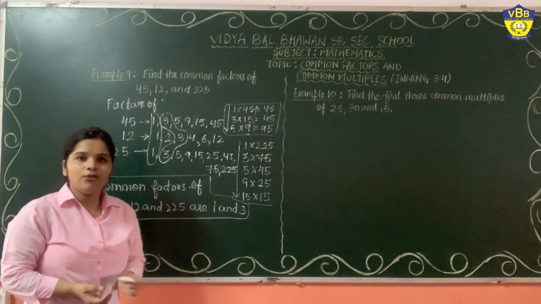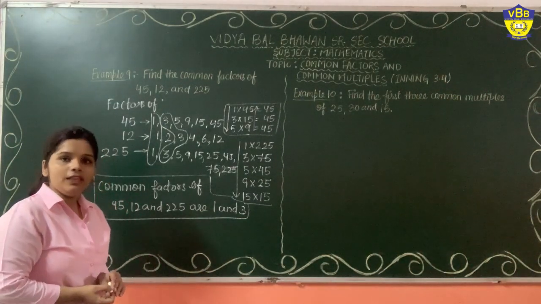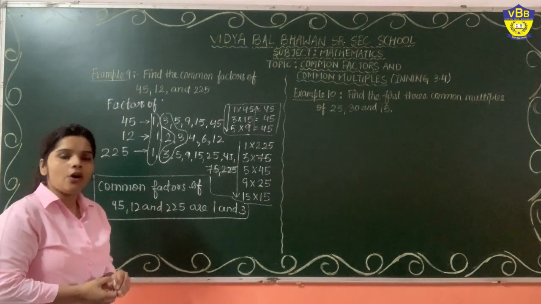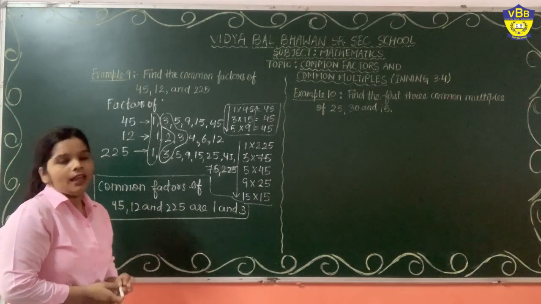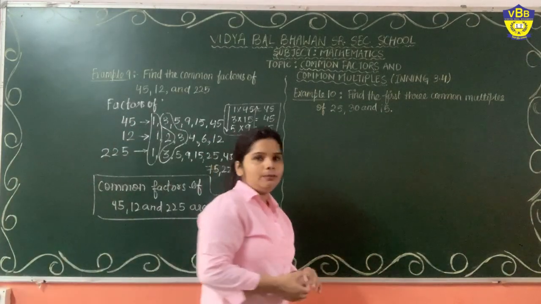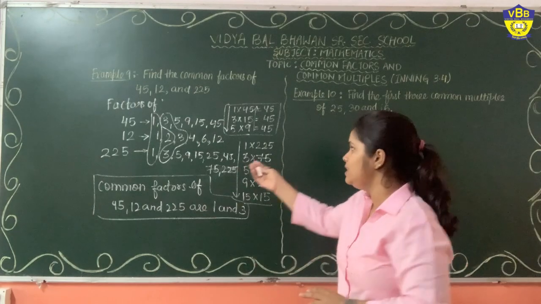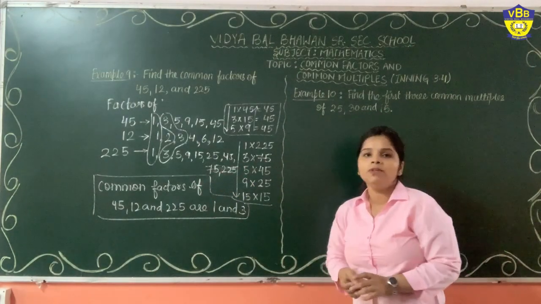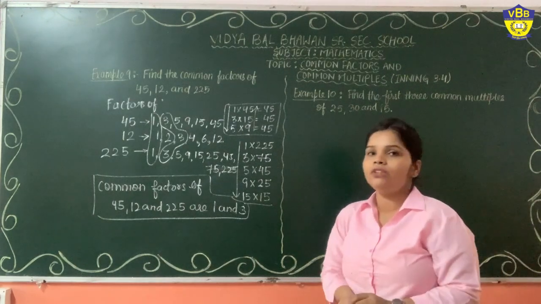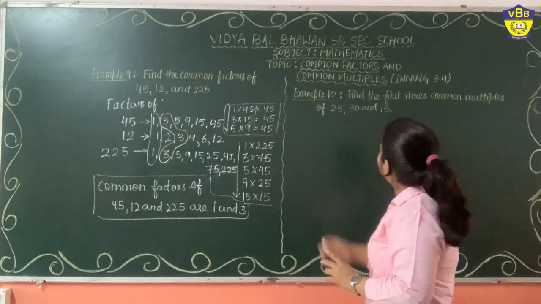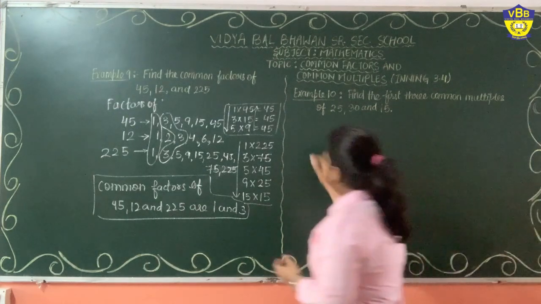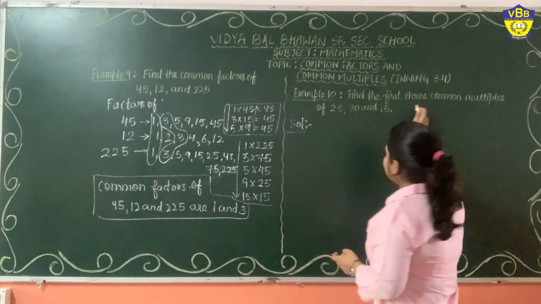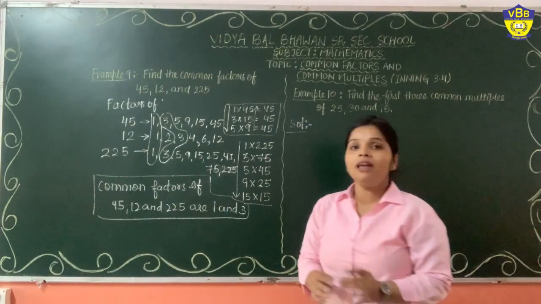So what we have to do, we have to list all the factors and then find out which factor is common in all the given numbers. The same is with the multiples. It's just that here we are listing the factors, while we will find the common multiples, we will list all the multiples of the given number and then find the common multiples. So here it is asking find the first three because multiples are infinite.